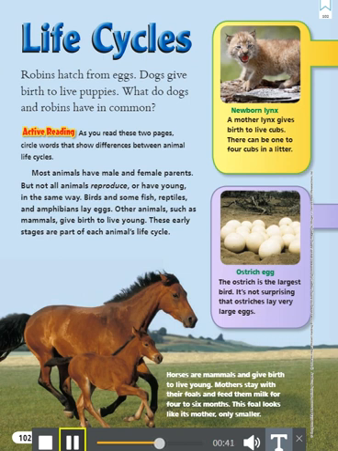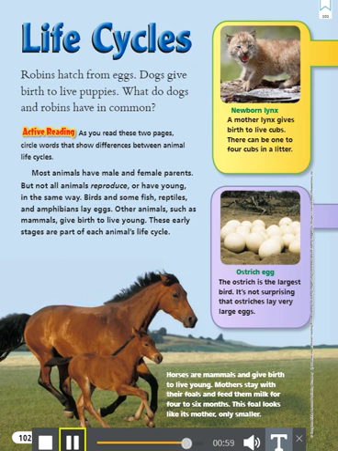Newborn lynx. A mother lynx gives birth to live cubs. There can be 1 to 4 cubs in a litter. Ostrich egg. The ostrich is the largest bird. It's not surprising that ostriches lay very large eggs.